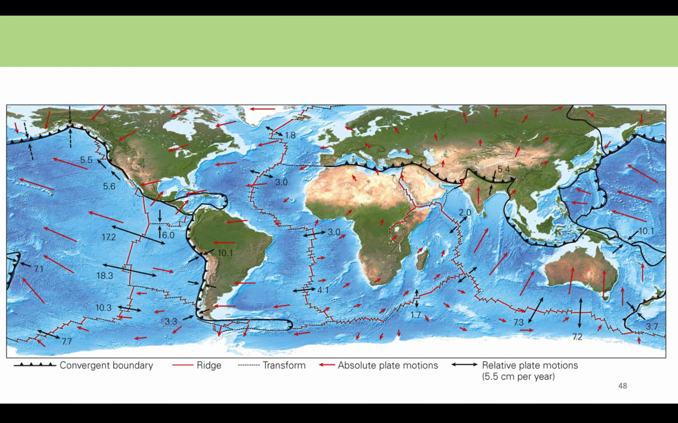And then here is a map with arrows, where the red shows the absolute plate motion, and the black shows the relative plate motion, relative to each other. The longer the arrow, the faster the motion. You'll notice here, this is our mid-ocean ridge. We have the plates moving away from each other, so it would be a divergent boundary. Here we have what we call a convergent boundary because the arrows are moving towards each other.